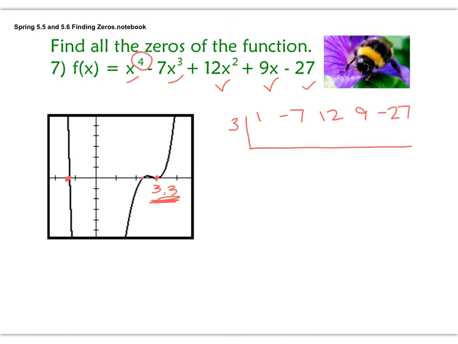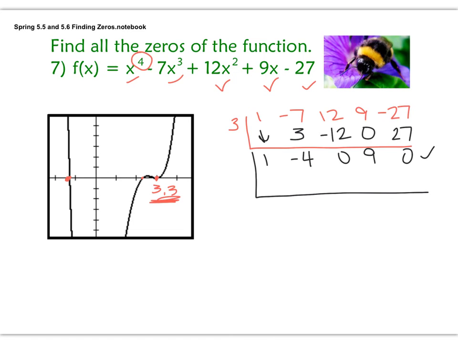I will use my answer of 3, drop down the 1. So we multiply and then add. Multiply 3 and -4 gives me -12. Add is 0. Multiply 3 times 0 is 0. Add gives me 9. Multiply 3 times 9 is 27, and that gives me 0. So that one checks out.